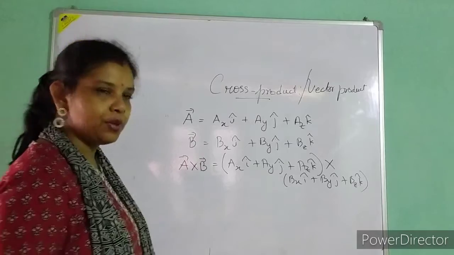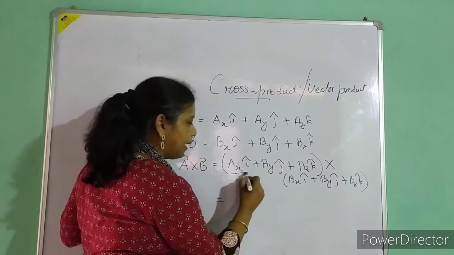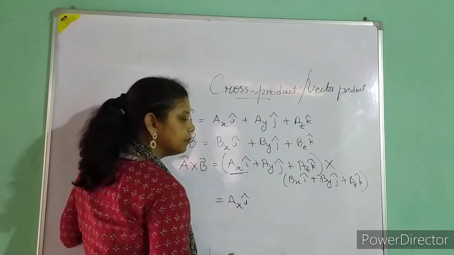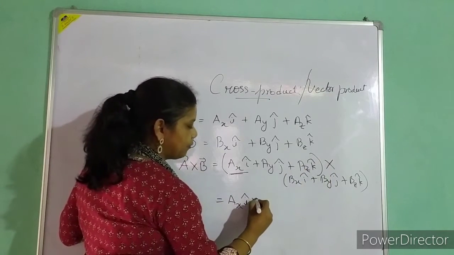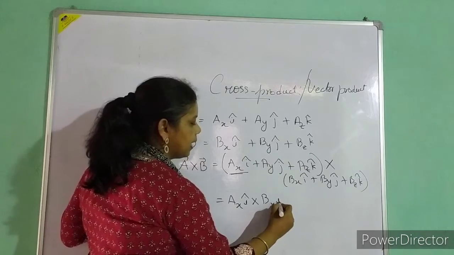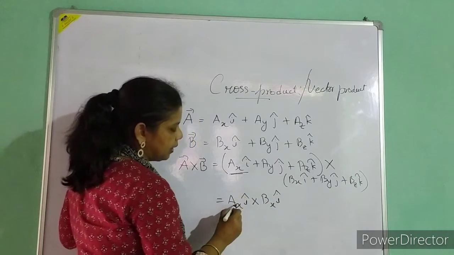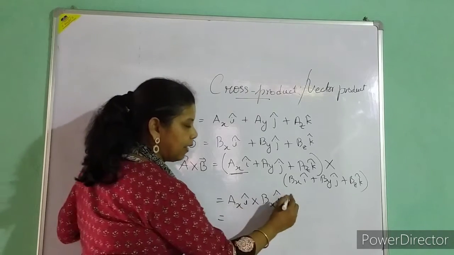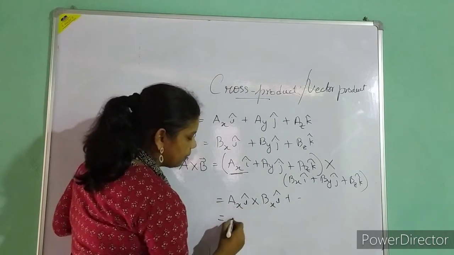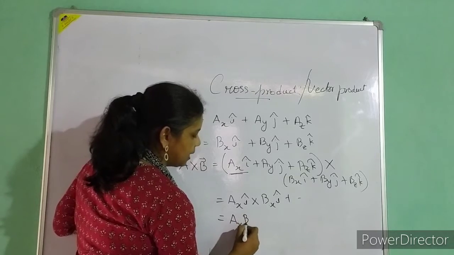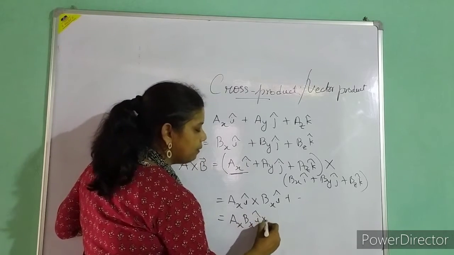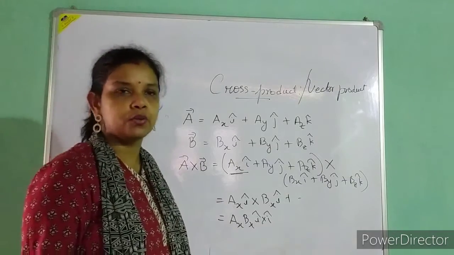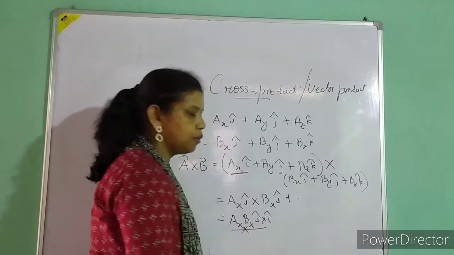After you use the distributive property, I will multiply each term with each. So I can write A x i cap cross B x i cap. But see here, AX and BX are magnitudes. So instead of writing like this, can I write AX BX? Then i cross i will come, but i cross i is equal to what, 1 or 0? 0. So this will not come in here.